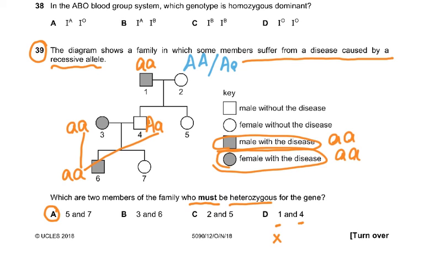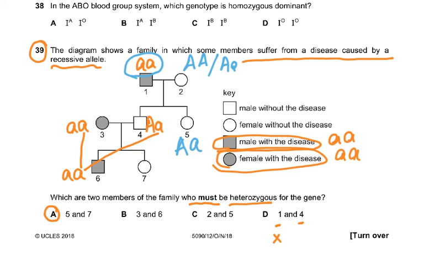Now you have to understand, what is 5 got to be? 5 has to have a small a. Why has it got to have a small a? Because the father is small a small a. So this is the father. So one small a has to come from here, but he doesn't have the disease. So he has to be big A small a.